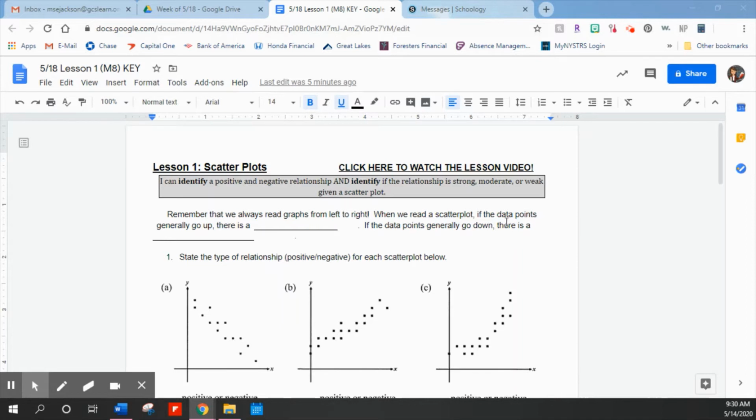When we read a scatter plot, if the data points generally go up, like you're walking up a hill, there is a positive relationship. If the data points generally go down, there is a negative relationship. Sometimes the word relationship is used interchangeably with association. So it could also be a negative association. Or also sometimes we use the word correlation, for negative correlation or positive correlation.